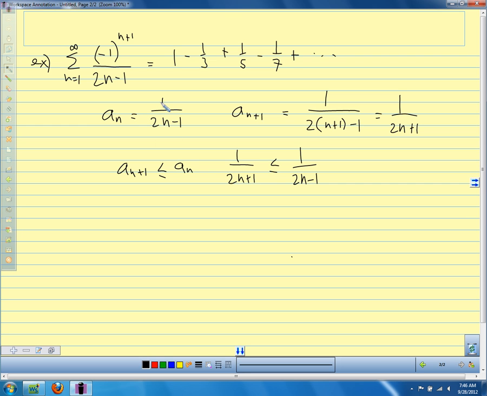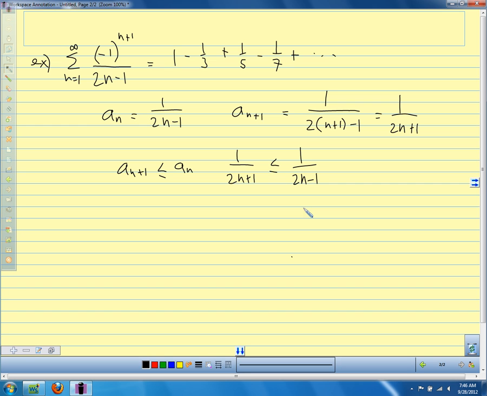For the a sub n, we're not worried about the alternating part here. We're only looking at the positive part. Some books define a sub n differently, but the way we stated it, we're only looking at the positive part. So are we satisfied that this condition holds? Is 1 over 2n plus 1 less than or equal to 1 over 2n minus 1? We're satisfied that that holds?